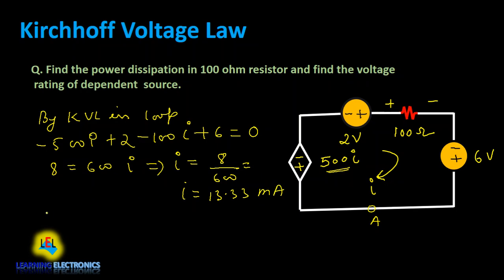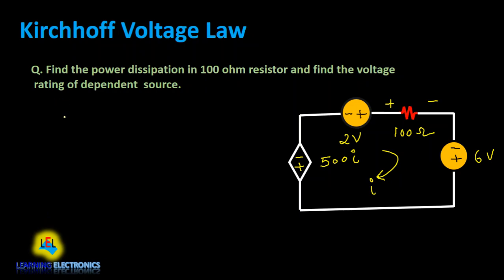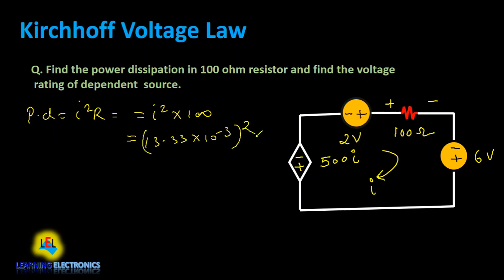Now we find out the power dissipation. The power dissipation formula is I square into R. Here resistance is 100 ohm, so we get I square into 100, which is equal to 13.33 into 10 to the power minus 3, whole square, into 100. So power dissipation will be equal to 17.77 milliwatt.